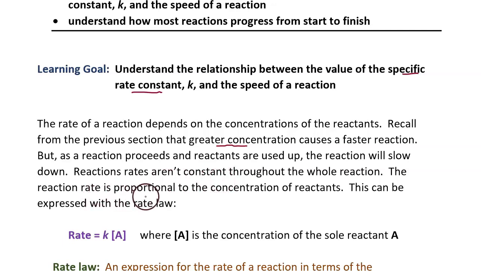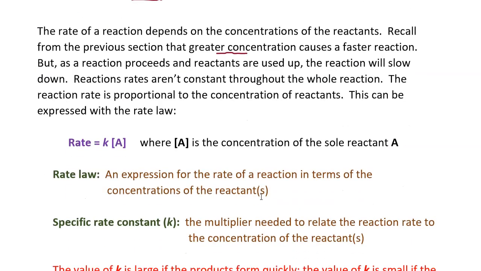The reaction rate is proportional to the concentration of reactants, and this can be expressed with a rate law. So here in purple ink you see an example of the form of a rate law. The rate of a reaction is equal to some number times the concentration of A. The brackets around a capital letter refer to the concentration of a particular substance represented by A. So it might be the concentration of one of the reactants.